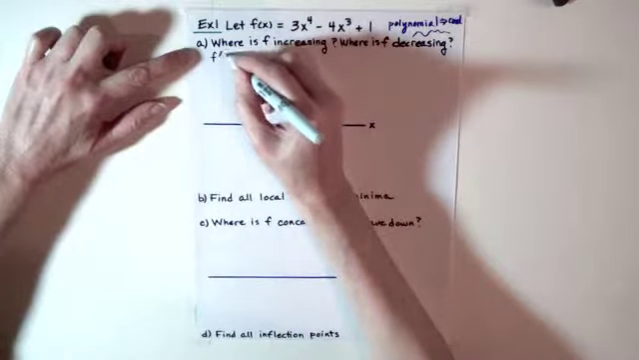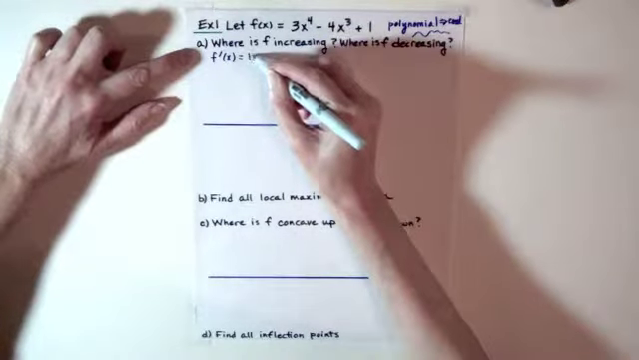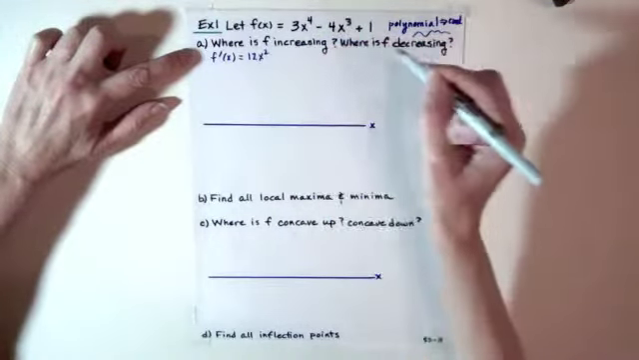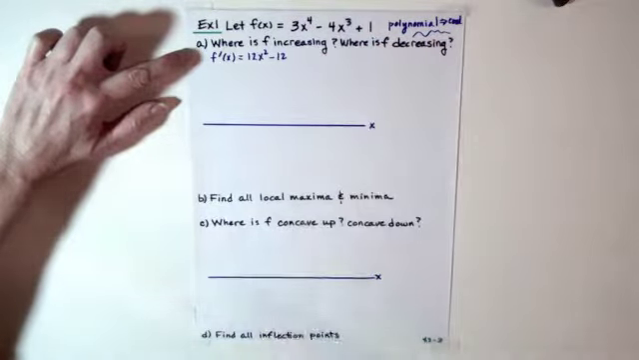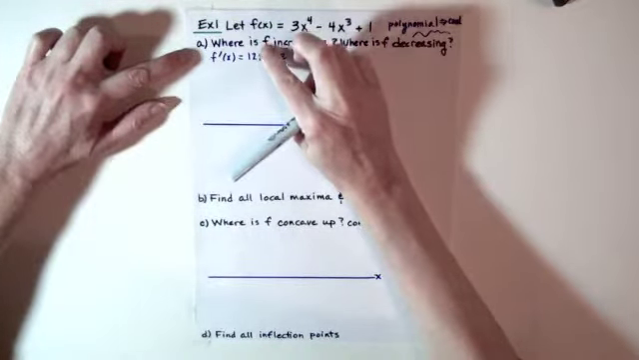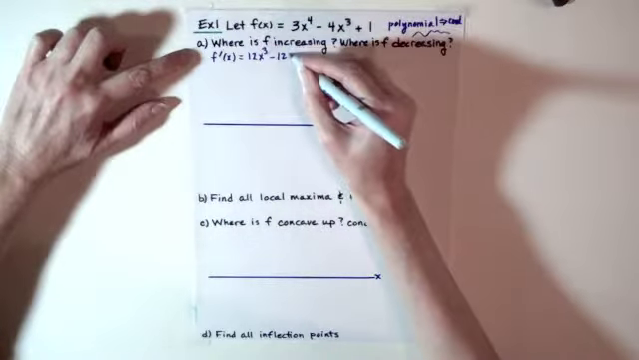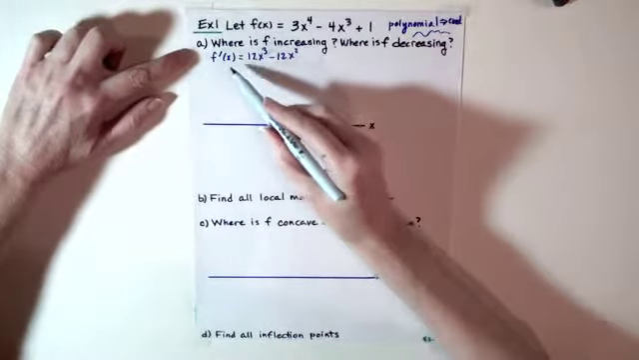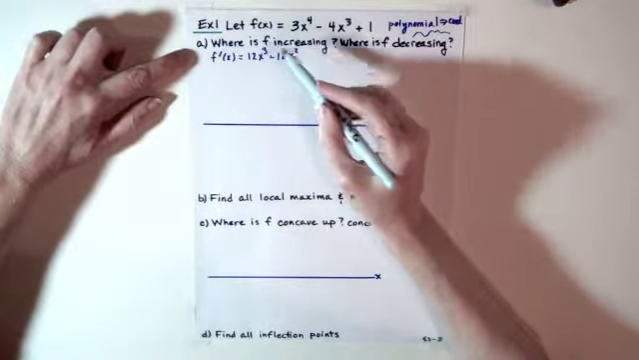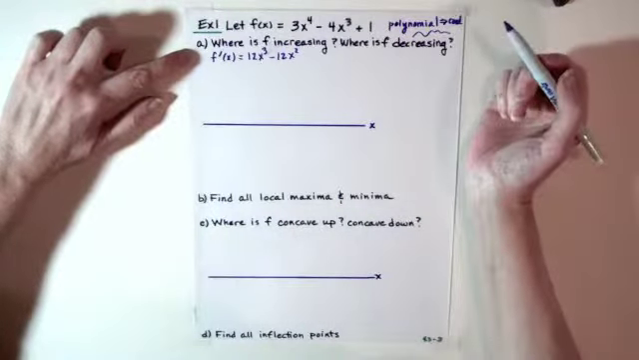So I'm going to find f prime of x, and that's easy to do. I get 12x cubed, if I can get that right, minus 12x squared. You were probably shouting at me there. So f prime is 12x cubed minus 12x squared, and the derivative of 1 is just 0, so that drops out.